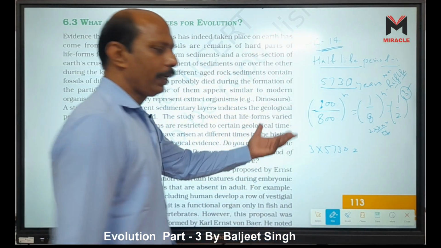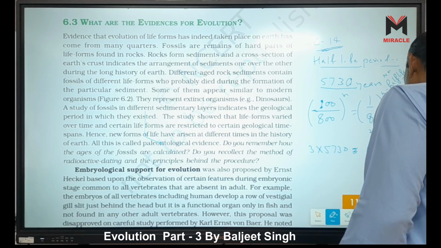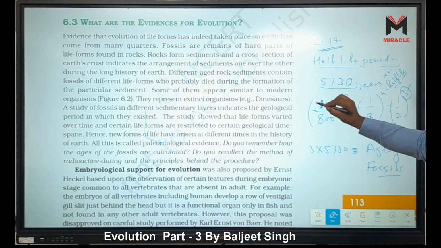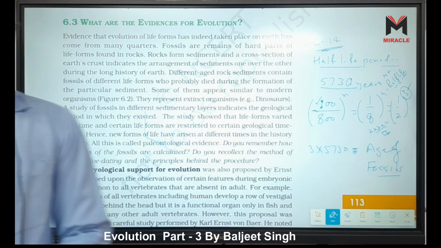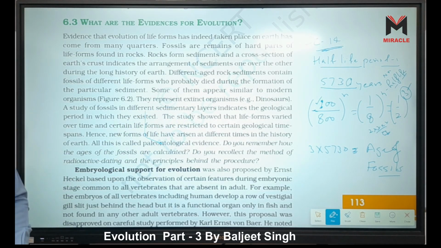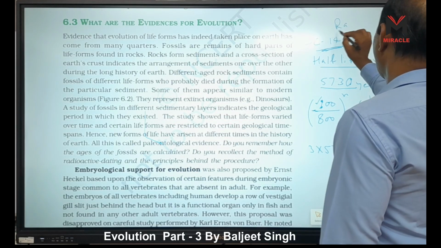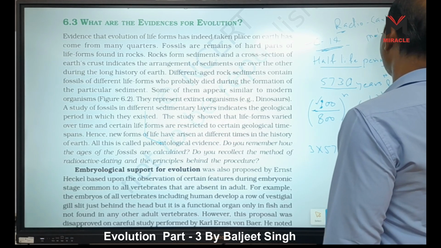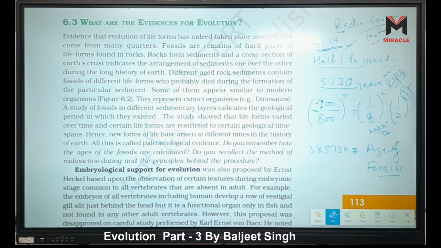Now we get the age of the fossil in which the remaining carbon is only 100 gram. Okay, so this is the procedure, how we could calculate the age of fossils in the radiocarbon method, the C14 method.